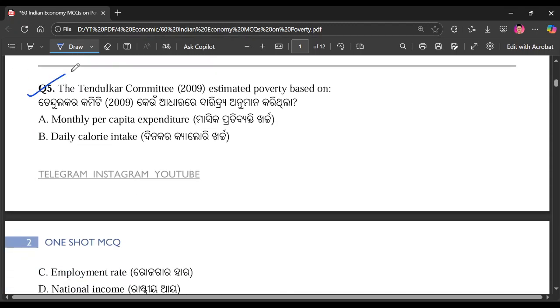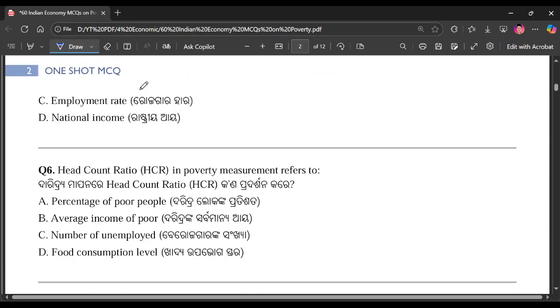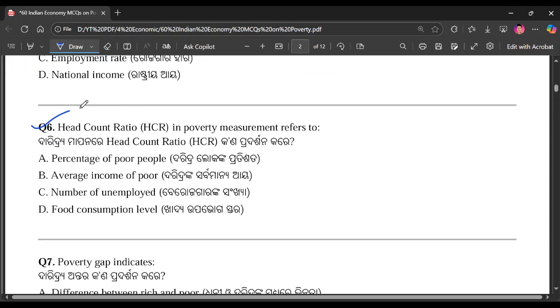Question number 5. The Tendulkar Committee 2009 estimated poverty based on. Right answer is option number A. Question number 6. Headcount ratio is a poverty measurement referred to. Right answer is option number A.